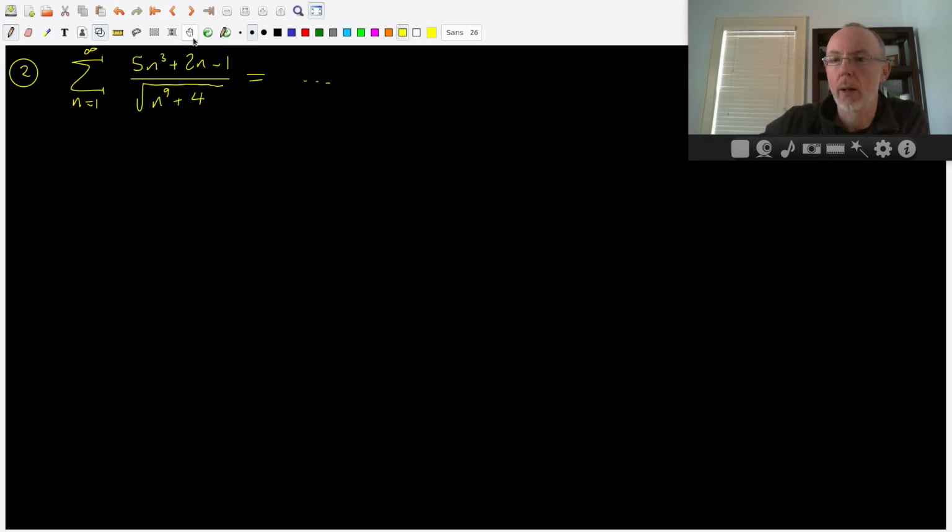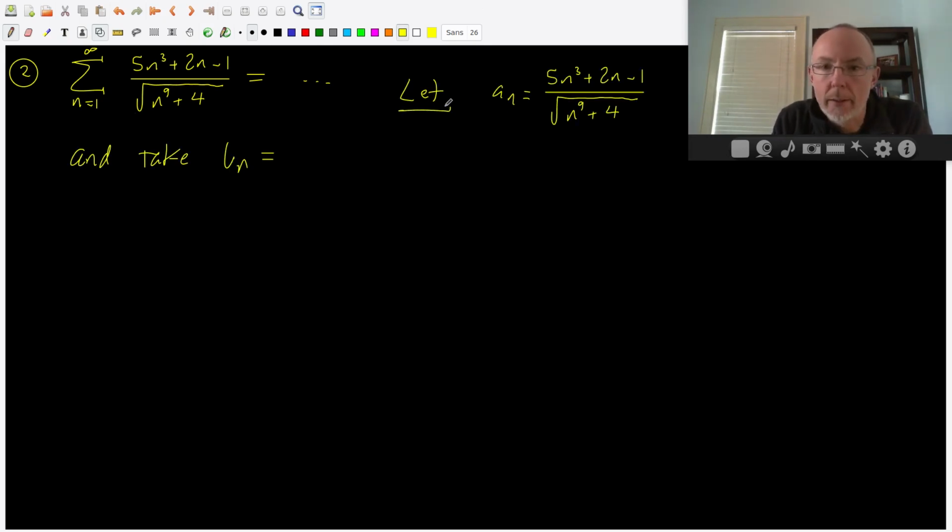What's the biggest power? Because that will dominate the convergence, right? What's the dominating power when n is large? So let's give these things some names. I'm going to call a sub n just the nth term in the series we're interested in. And then we need to take b sub n. And so looking at this, we've got to take the term that's biggest when n is large.